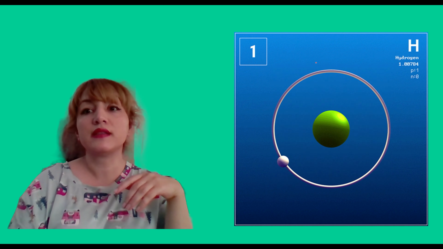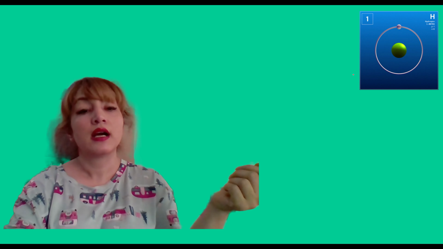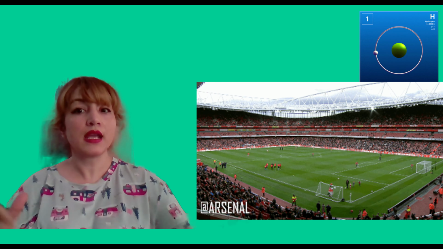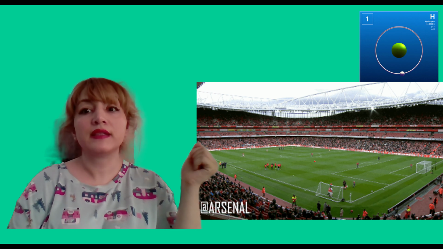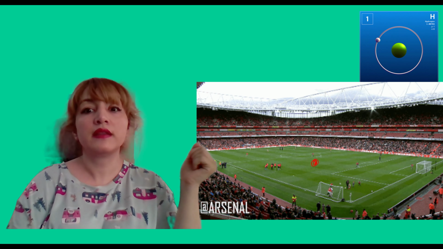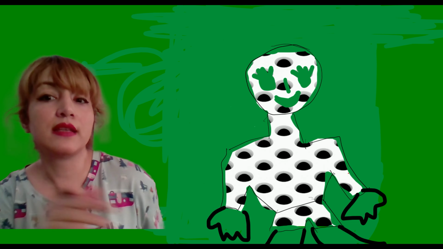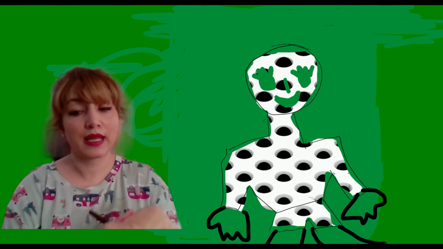For example, take this hydrogen atom. It's made of one proton and one electron. Now let's think of a football stadium, and if we scale this up, at the center would be the nucleus, and the electrons would be around the stadium. All of these spaces are empty, and yet we don't see people like this. We see them as solid, without lots of gaps in them.